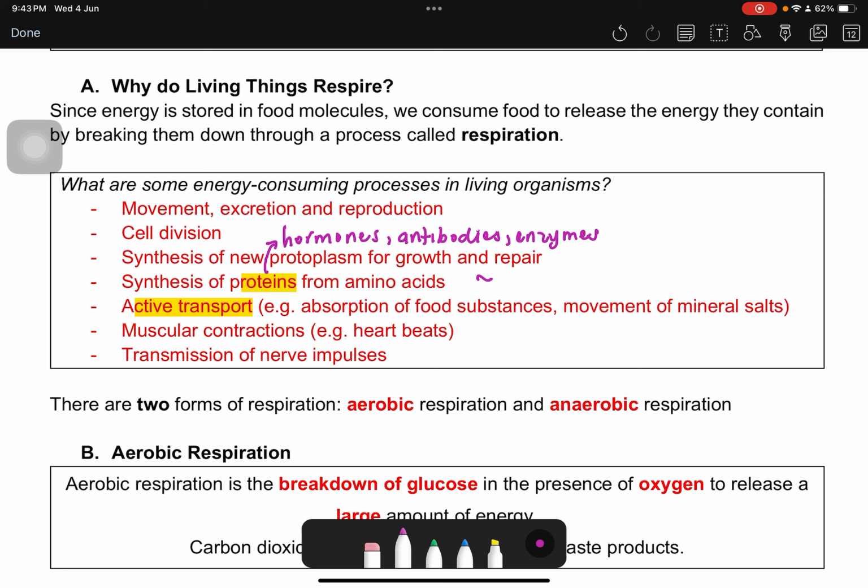Muscular contraction, as seen in Chapter 6 of the heart, requires a large amount of energy to beat. And transmission of nerve impulses, which we will dive deeper into in the second half of the year. So pause and take down the different processes that are energy consuming in living organisms.